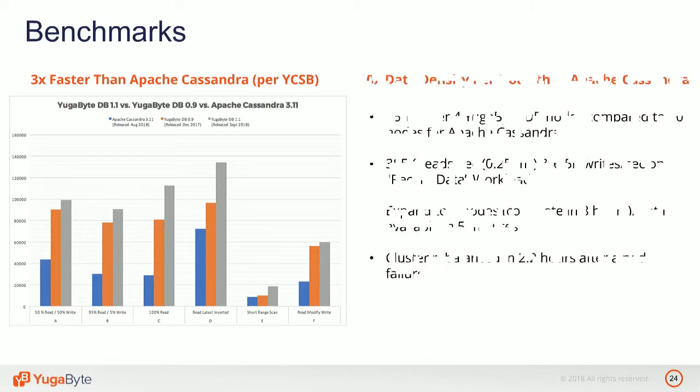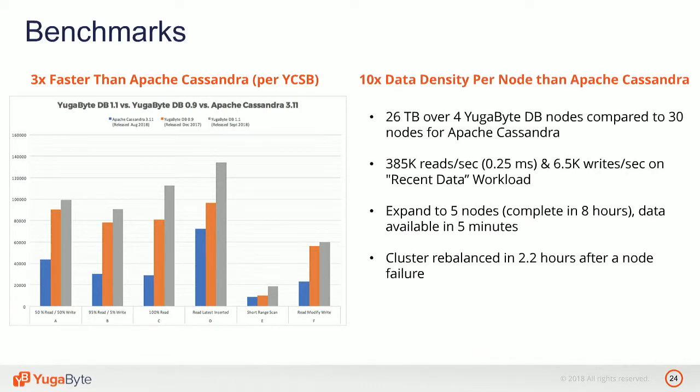YugaByte DB can store a lot more data than Apache Cassandra, because of the core architectural underpinning that I talked about, as to how at any point of time, we're not talking about the full database. We're talking about leader shards and follower shards. And as a result, you can pack a lot more of those shards into a single system. And if you add new nodes, then some of those shards will move to those new nodes.